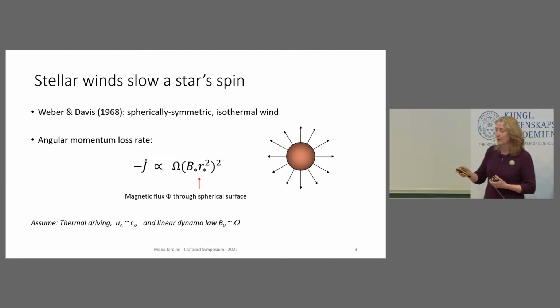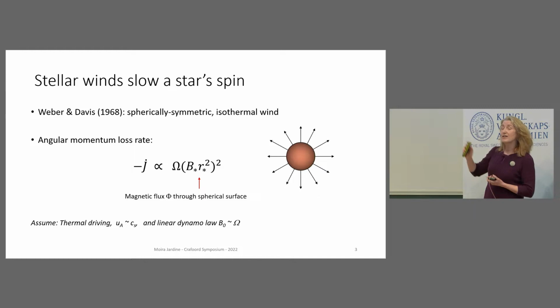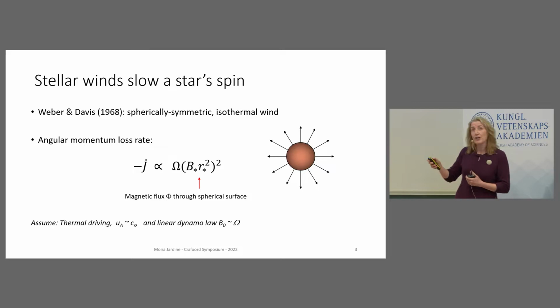And what we find, after a little bit of fancy mathematical footwork, is that the rate of loss of angular momentum is proportional to omega, which is the rate at which the star is spinning, and the magnetic flux that passes through a spherical surface. So the faster a star spins, the larger is omega, and the faster it's losing angular momentum. The faster it spins, the faster it spins down.